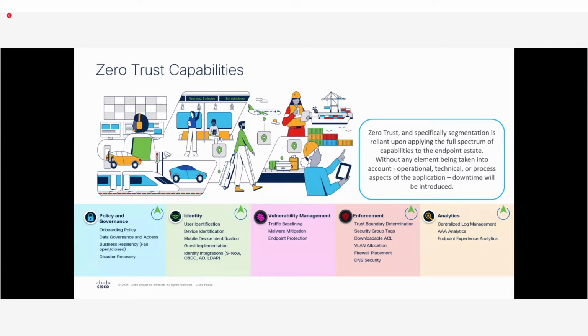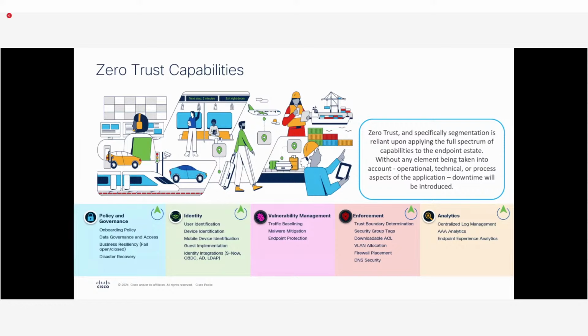The third capability is vulnerability management. And vulnerability management is not only your intrusion prevention, intrusion detection, your endpoint protection, et cetera, but also traffic baselining. And traffic baselining is essentially going to be the major missing aspect that most of our customers have when it comes to a need to implement some sort of segmentation strategy or a group-based policy strategy.